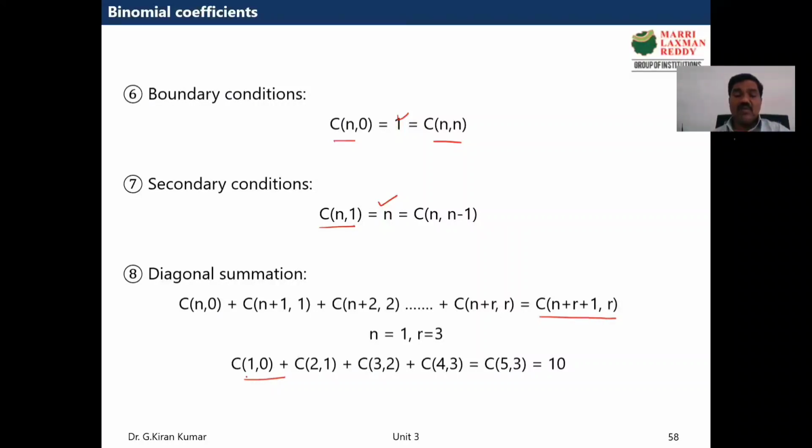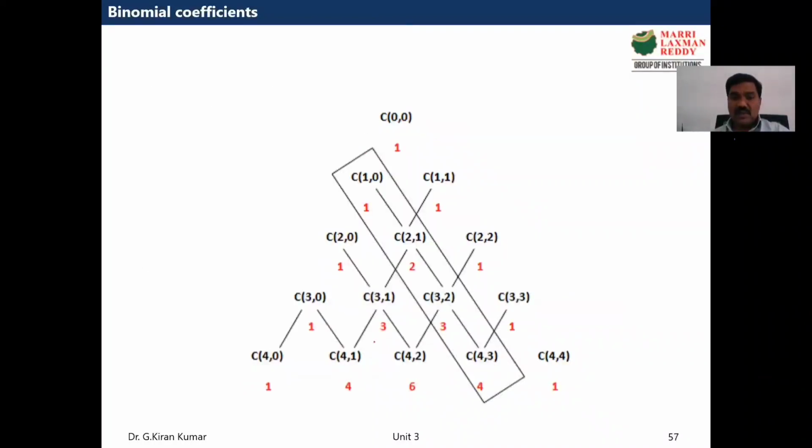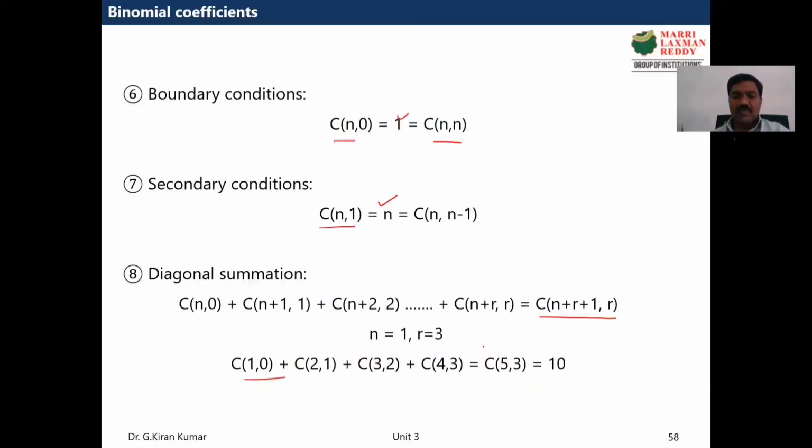This is the formula. Suppose I want to calculate C of 1 comma 0 plus C of 2 comma 1, so this is the diagonal. The one which I highlighted is the diagonal: 1 0, 2 1, 3 2, 4 3. In this case, what is n? Your n is 1. And what is r? See here, this is r. This last value is the r. So r is 3. If you substitute in n plus r plus 1, n plus r plus 1 is 5 and r is 3. So C of 5 comma 3 is 10.